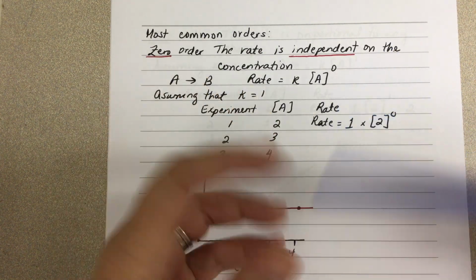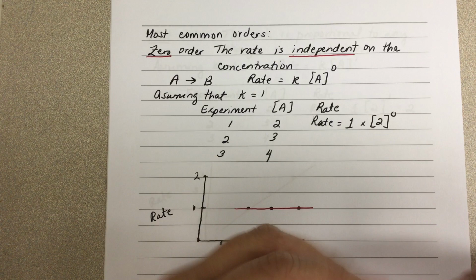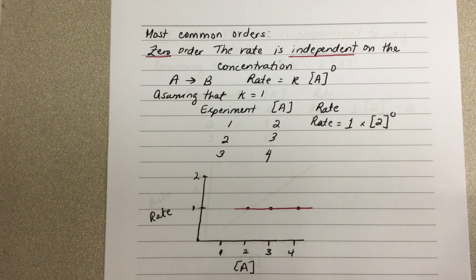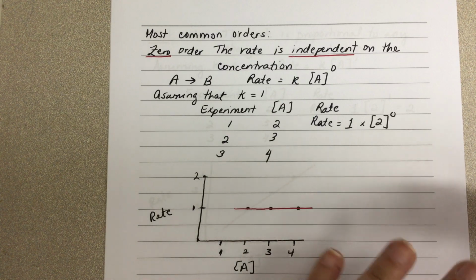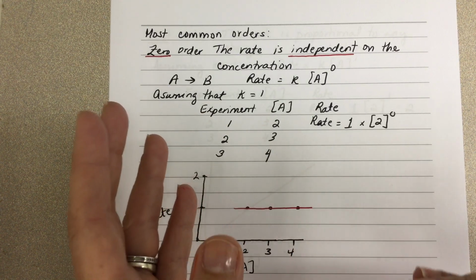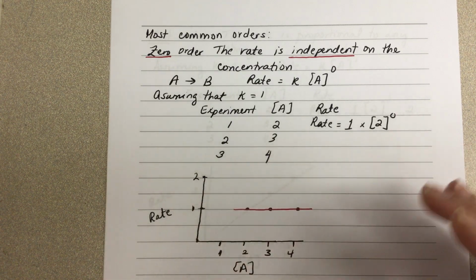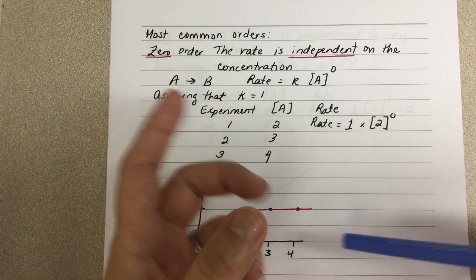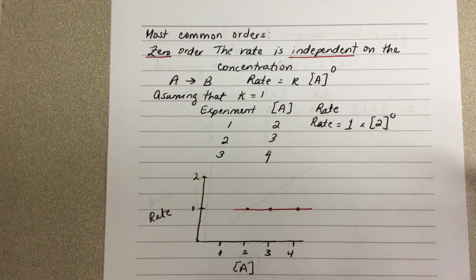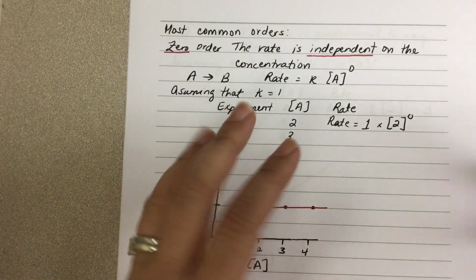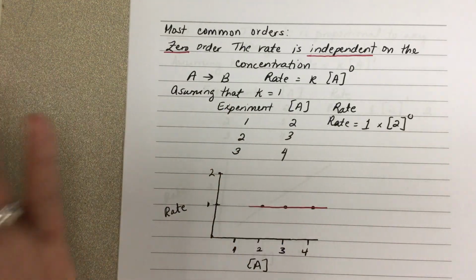A zero order means that whatever rate you're getting for that specific reactant, that rate is not dependent at all on the concentration of your reactant. You can start your reaction with any concentration, and if it's a zero order, the rate will be equal for any concentration that you can have for that specific reactant. And I'm going to show you with numbers, because usually it's easier to see what's happening if you look at numbers.